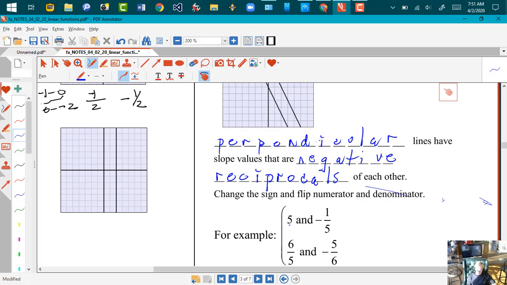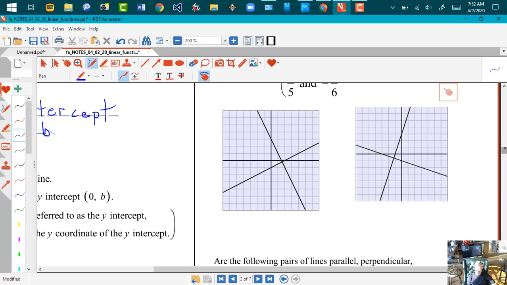So remember, the reciprocal of a whole number is 1 over that number, because you can really think of the whole number as being some whole number divided by 1. So when you flip the numerator and denominator, you get 1 over that number.